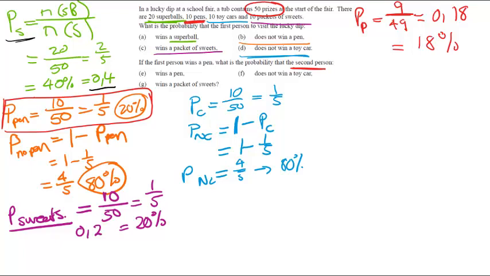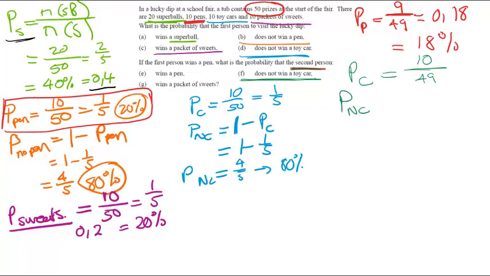The next question is asking, what is the probability that a person does not win a toy car? The second person. So the probability of a car, remember we're looking at the second person. If it's the second person, it means there are only 49 choices left. But because it's the second person, there are still 10 cars available, because the first prize that was taken out was a pen. So it ends up being 10 over 49 is the probability of getting a car.